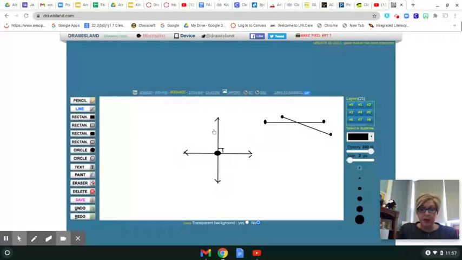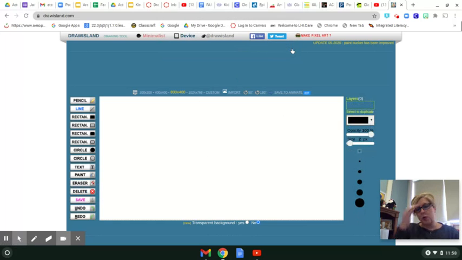So those are perpendicular. But again, these line segments that I drew right here, these are not perpendicular. They do not make a plus. Okay, so I'm going to put a check mark right here, because those are perpendicular lines. Now I'm going to delete the screen again. We'll go back to a clear screen.